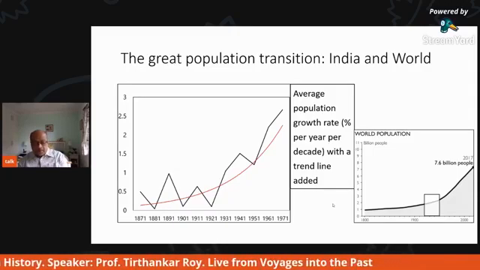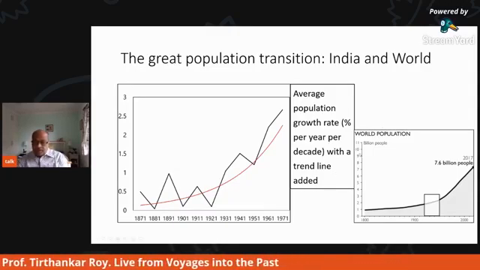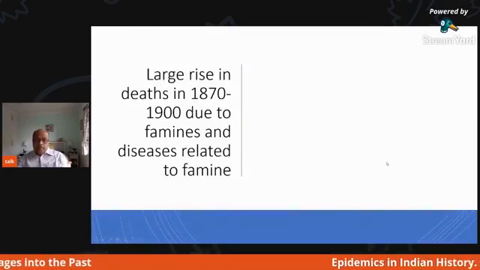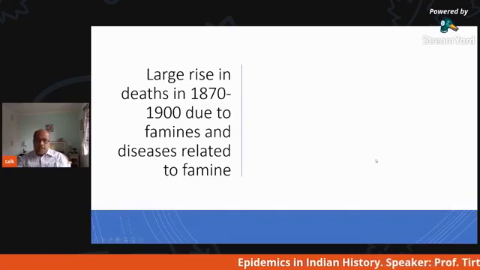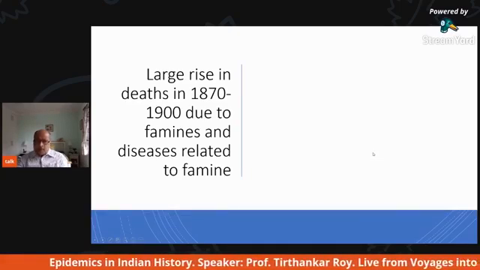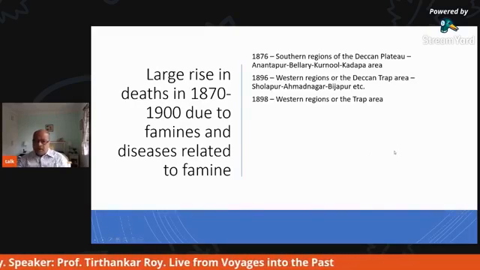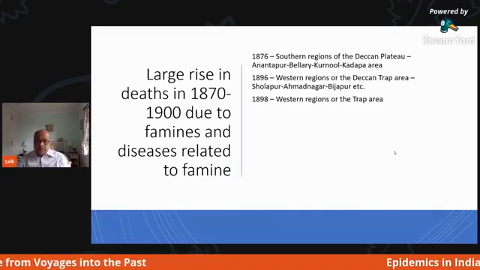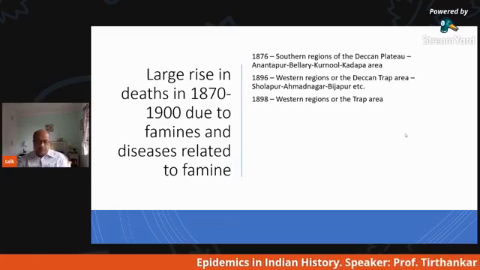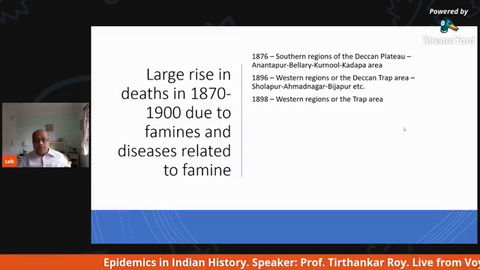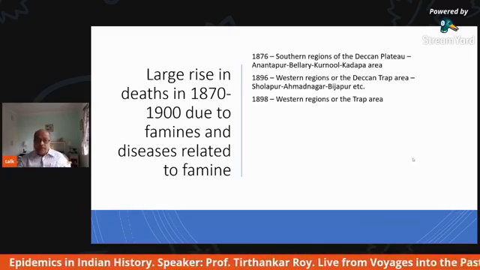So that is exactly what happened. There was a similar transition in the world population as well. Now, the massive rise in the repeated occurrence of mass death in the 1870 to 1900 time span was quite clearly because of famines and diseases related to famine. Now, what are these famines? If you have basic knowledge of the history of this region, you know the answer already.